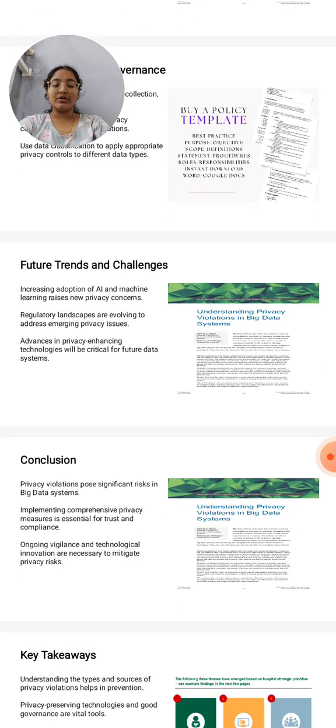We hereby come to the conclusion: privacy violations pose significant risks in big data systems. Implementing comprehensive privacy measures is essential for trust and compliance. Ongoing vigilance and technological innovation are necessary to mitigate privacy risks.